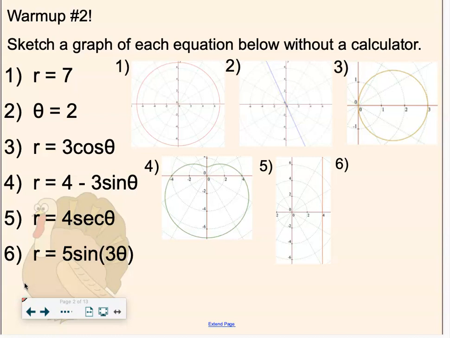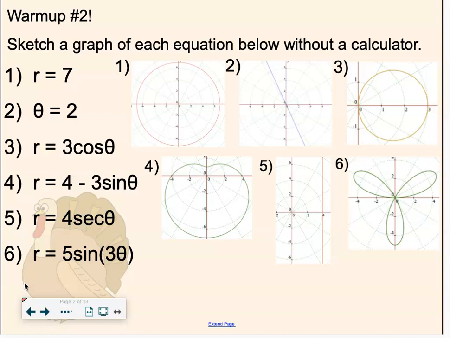And then 5 sine 3 theta is a rose. I always thought these should be called daisies. I think I said that last year because they don't look anything like roses. So anyway, you guys got it. Well done. So good job.